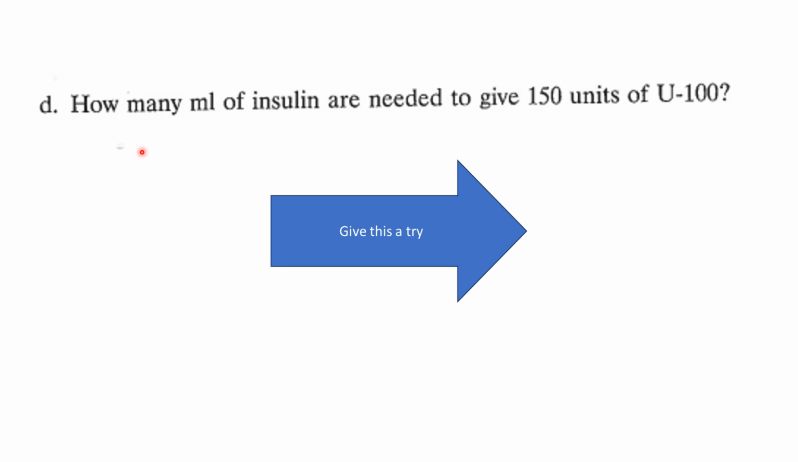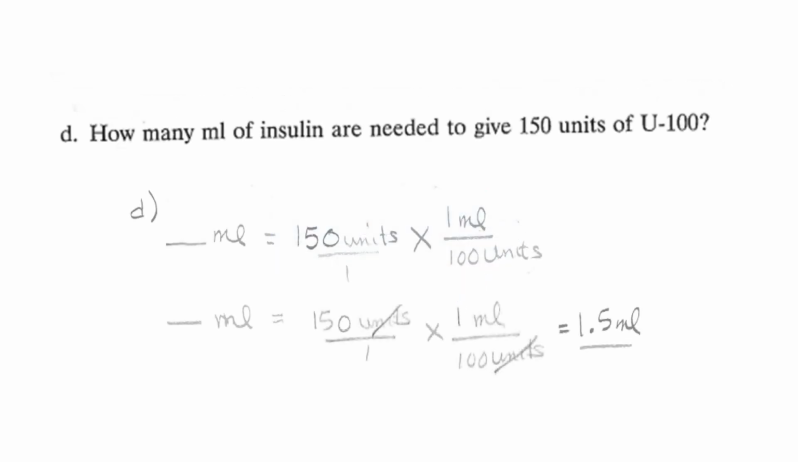So the question is, how many milliliters of insulin are needed to give 150 units of U100? Give this a try. Let's see how you did. Here we're using dimensional analysis, so we take 150 units over 1 times 1 milliliter per 100 units, because that's what this dosage is, and the units will cancel, and you get 1.5 milliliters.